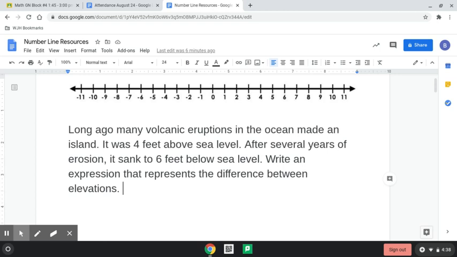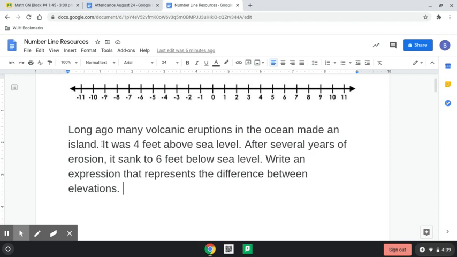So if you have a word problem like this and it's confusing you, one of the best things you can do is just draw a picture. So long ago, many volcanic eruptions in the ocean made an island. It was 4 feet above sea level. After several years of erosion, it sank to 6 feet below sea level. Write an expression that represents the difference between elevations.